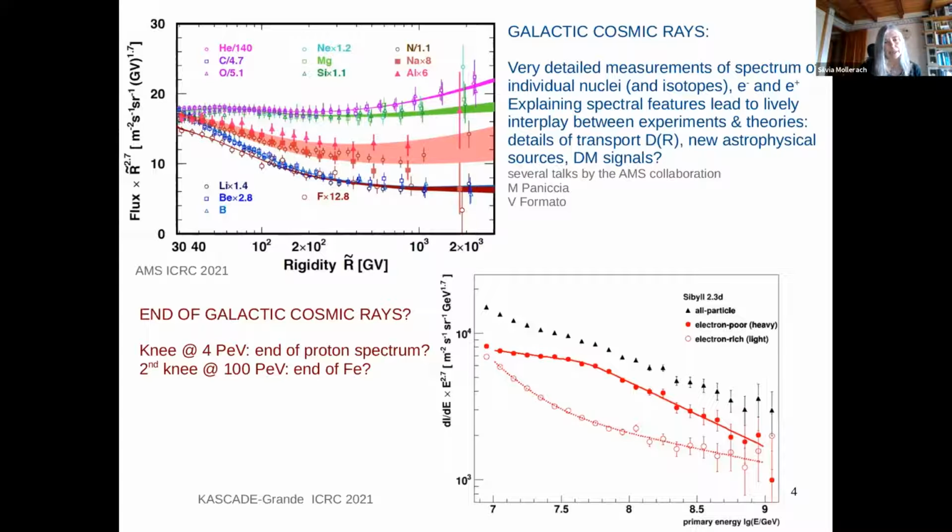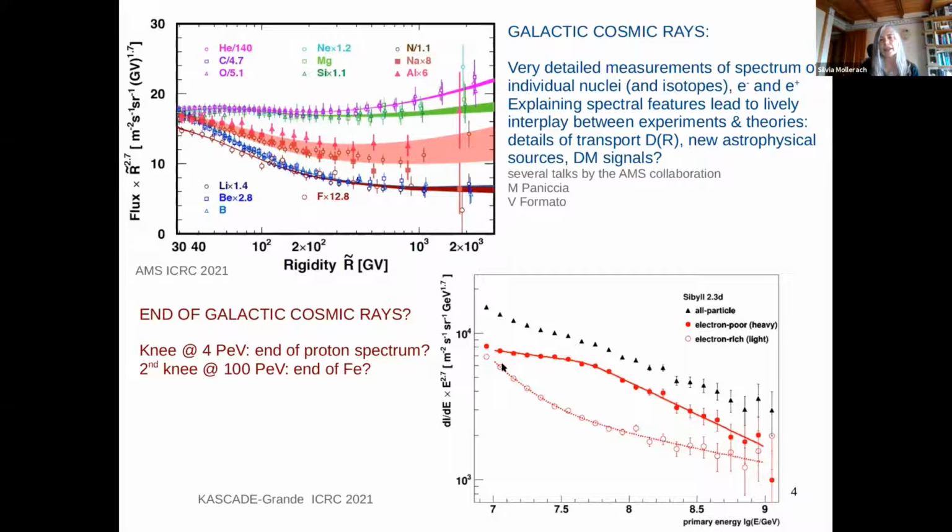It is a common idea that the end of the galactic proton spectrum happens at the knee feature at a few PeV, and that the end of the iron galactic component happens at another feature in the spectrum called the second knee, at around 10^17 eV. We can see here the data from KASCADE-Grande, divided into heavy and light components, the second knee appearing clearly here.